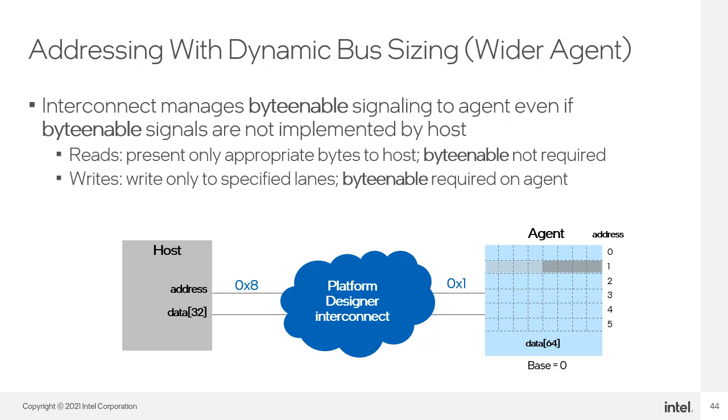If this is a read, the full 64-bit word is read from the agent, but only the lower 32 bits are presented to the host. The byte enable signal is not required because the interconnect will present the correct bytes to the host. However, if this is a write, while the host still does not require byte enable, the agent would, since a write would overwrite the full 64 bits instead of just the lower 4 bytes. The interconnect would automatically handle byte enable to the agent to ensure only the lower 4 bytes get written.